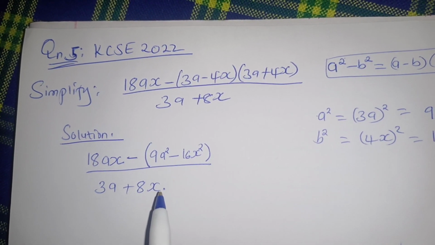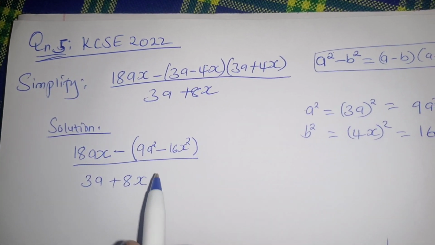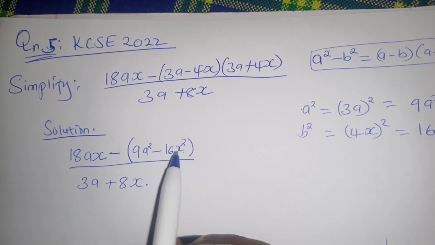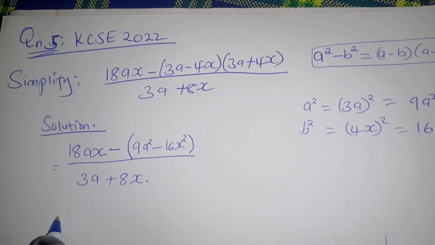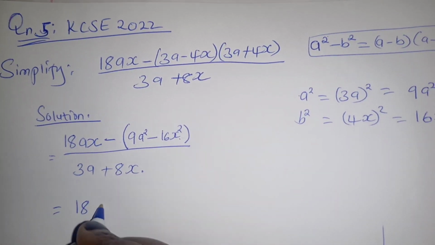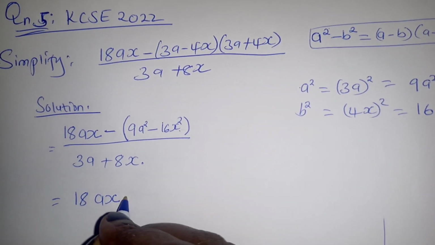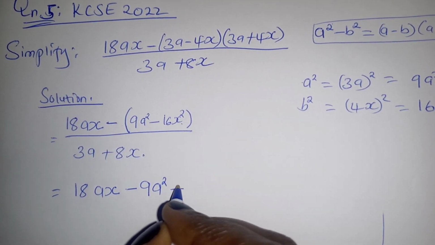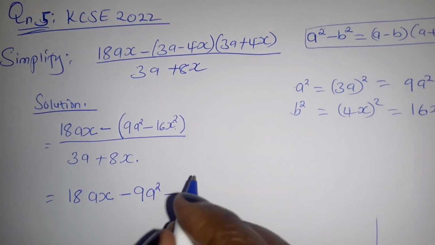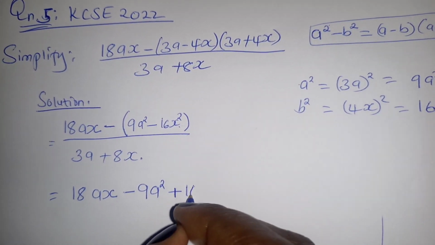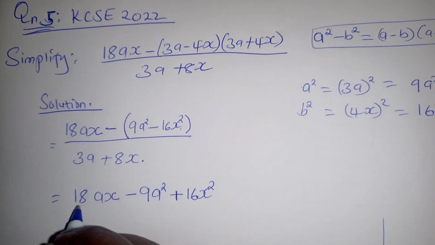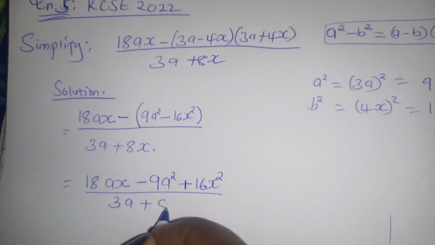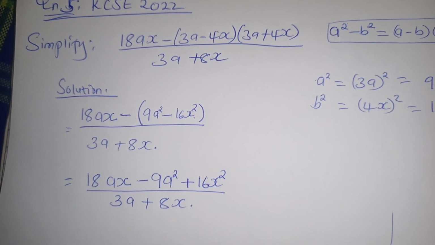The second step to this question is we work out this bracket. We remove this bracket, which gives 18ax minus 9a squared. Negative times a negative gives us a positive, 16x squared, everything divided by 3a plus 8x.